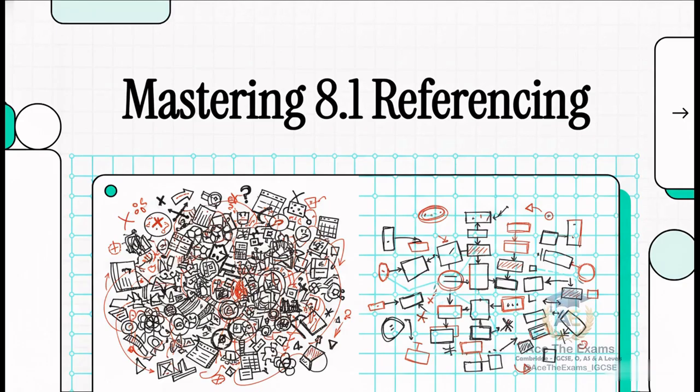Today, we're diving deep into this explainer where we take you directly into the examiner's mindset. We are focusing specifically on the Cambridge Information Technology syllabus, code 9626, and we are cracking the code on section 8.1, referencing. Now, I want you to imagine two students walking into this exact exam. Let's call them Alex and Sam.